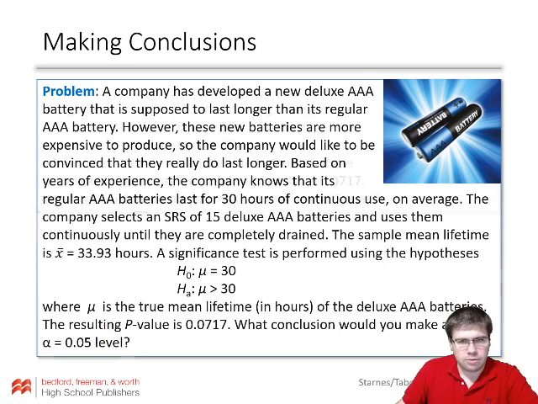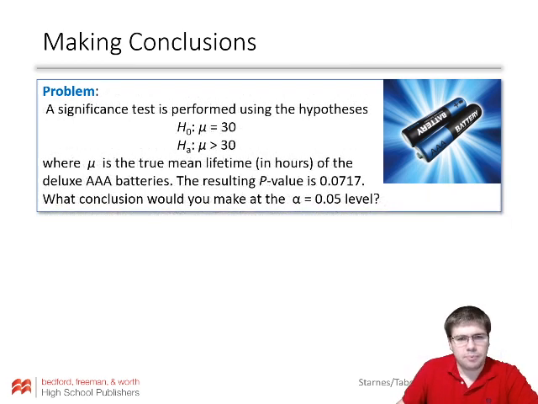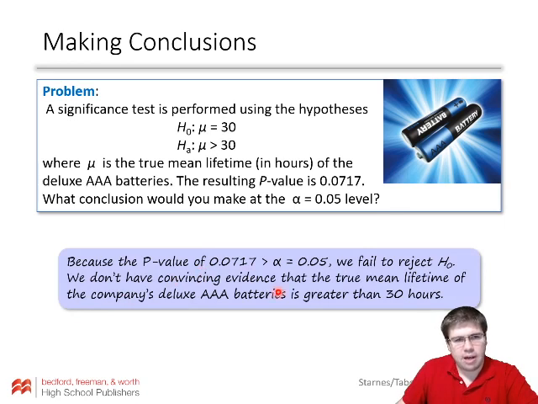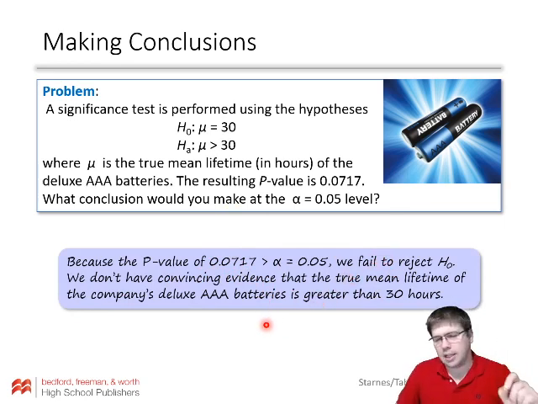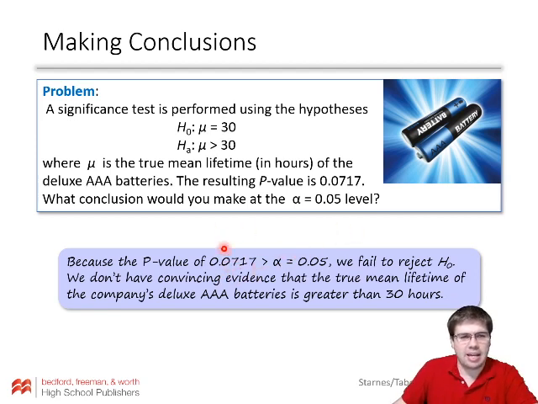All right, so, reframing this. Because that p-value of 0.0717 is greater than alpha, we fail to reject. We didn't quite find a result that's unlikely enough for us to be convinced that it's actually greater than 30. We would only get a sample that high 7% of the time, but that's still not quite unlikely enough. We think it could just be chance. We just got a lucky set of batteries that were greater there. So we fail to reject the null hypothesis. We don't have convincing evidence that the true mean lifetime of the company's deluxe AAA batteries is greater than 30 hours.